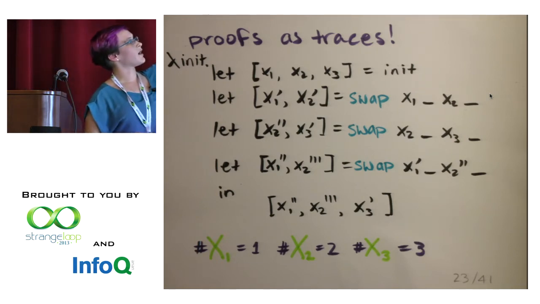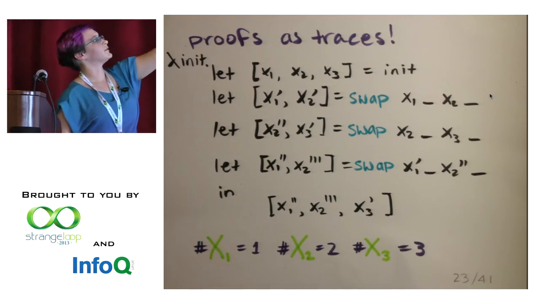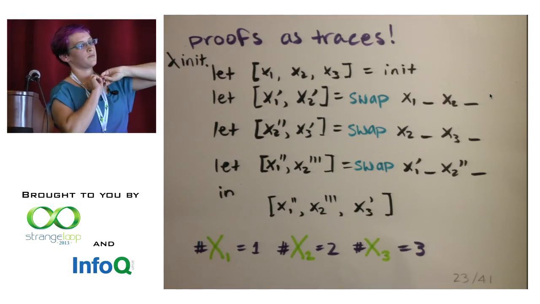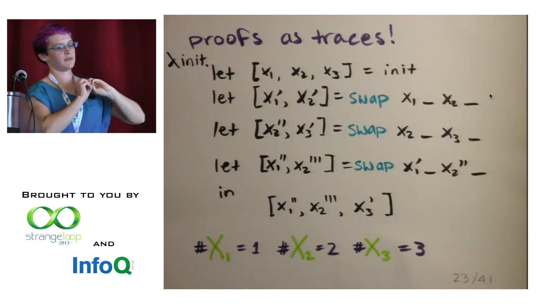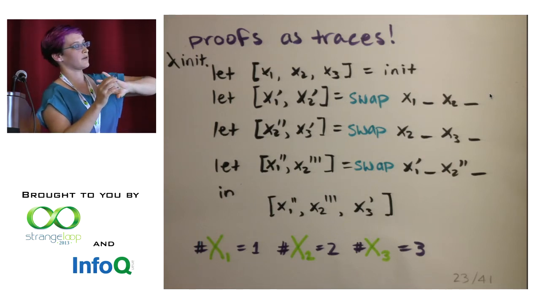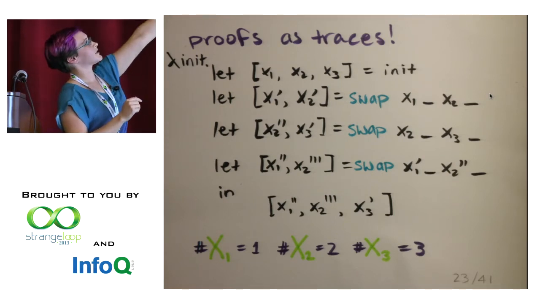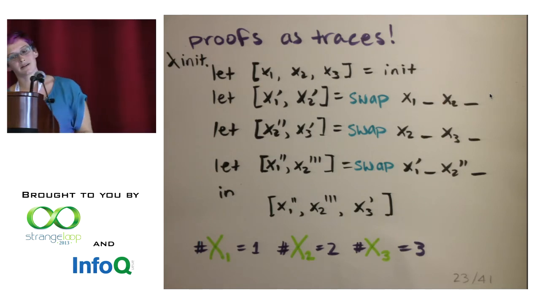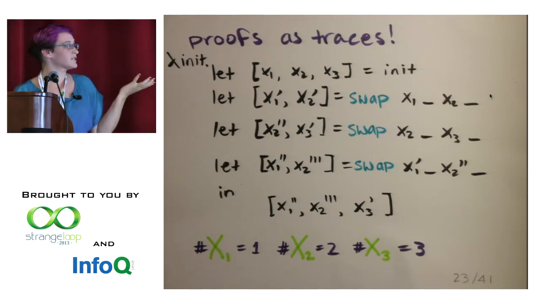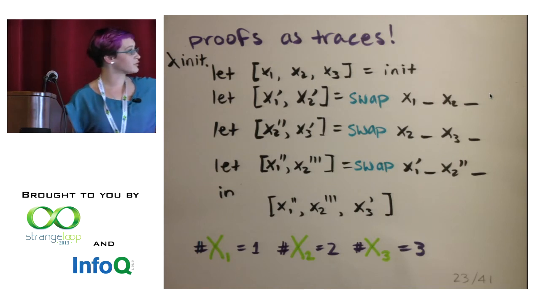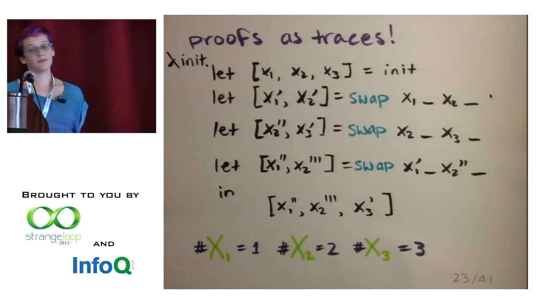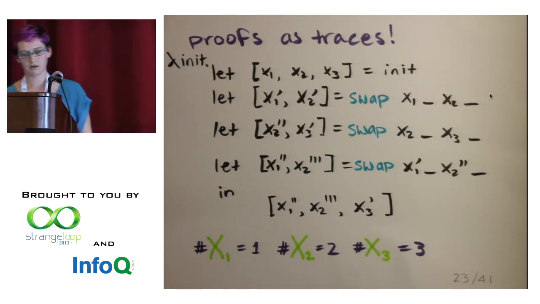So when we apply swap to x1 and x2, that gives us some facts that the rule produces, and those are named by the variables x1 prime and x2 prime on the left-hand side of the equal sign. Of course, in addition, we also get the solutions to the variables that were in our query, hopefully in the right order.